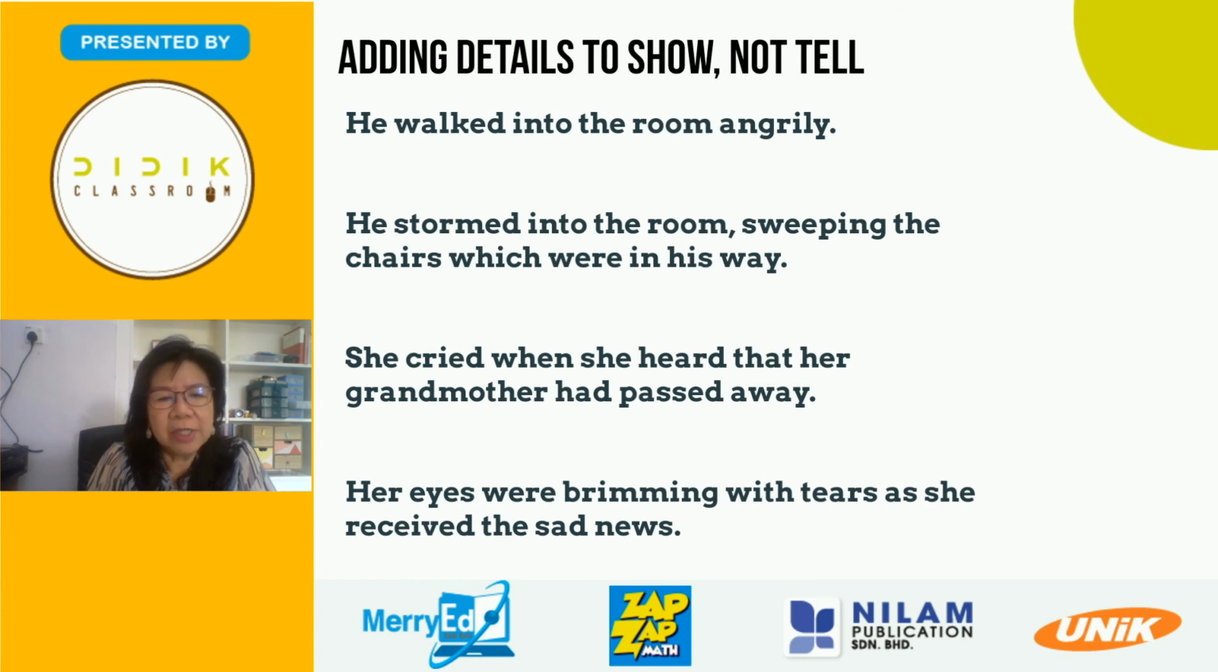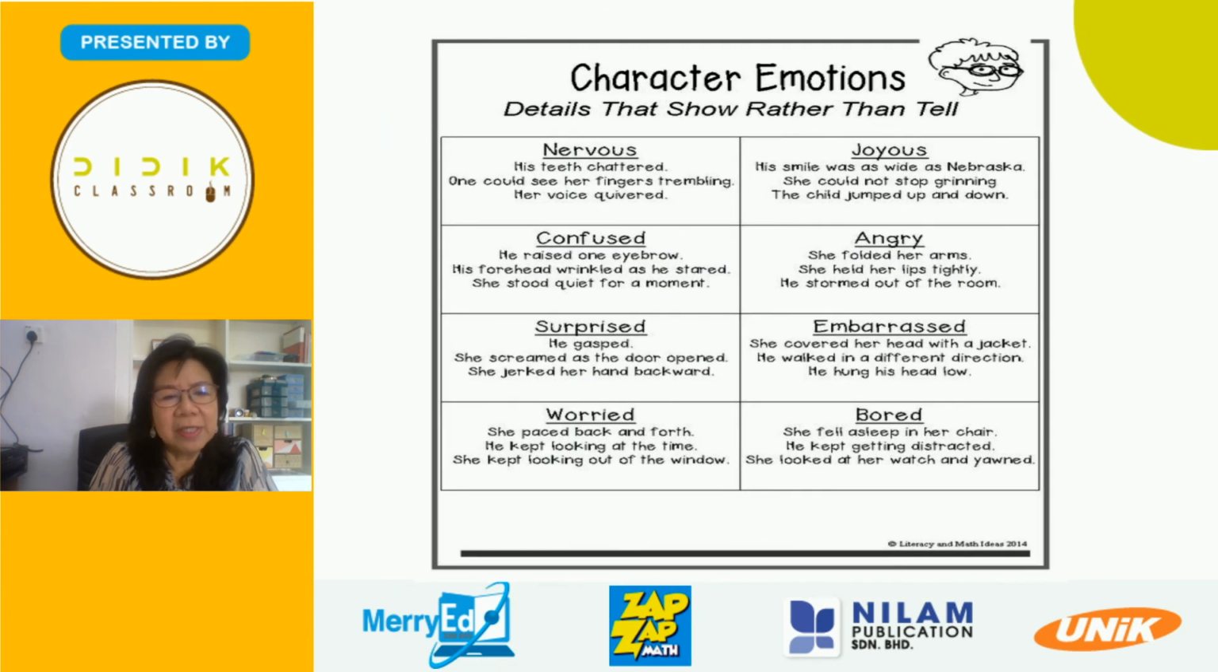Right? She cried when she heard that her grandmother had passed away. So instead of saying she cried, I used her eyes were brimming with tears as she received the sad news. So these are some of the ideas, and you can get a lot on the internet about details that show rather than tell. For example, if you're nervous, instead of saying he was nervous, you said his teeth chattered, one could see her fingers trembling, her voice quivered. Right? And so there are many more. I wouldn't read it due to time, but you can easily get it online. So these are some interesting words that you can use.